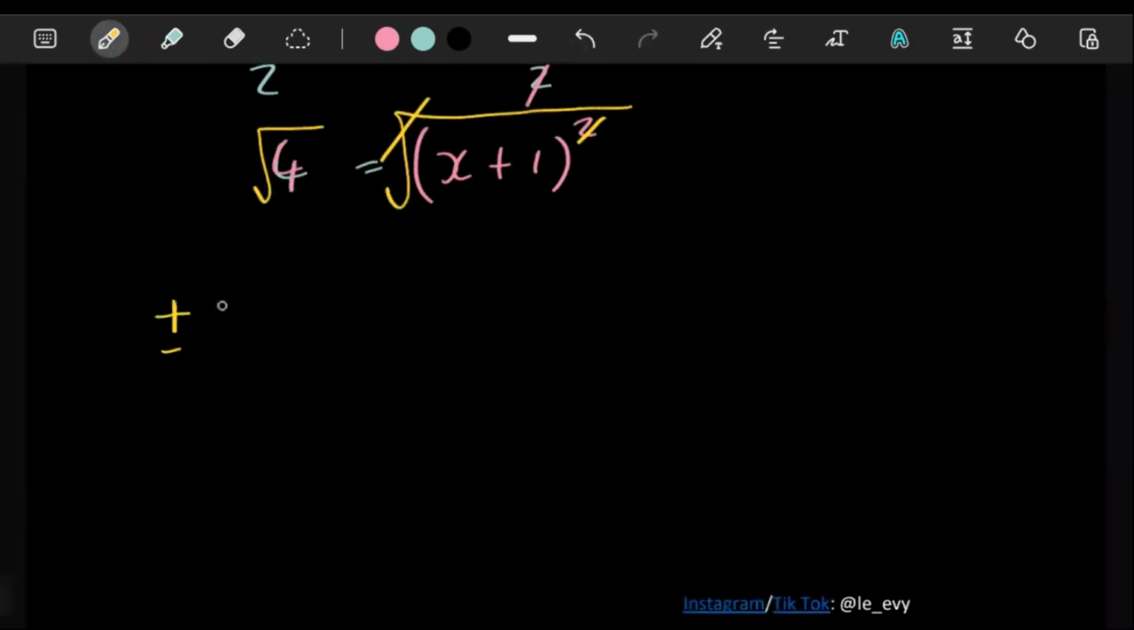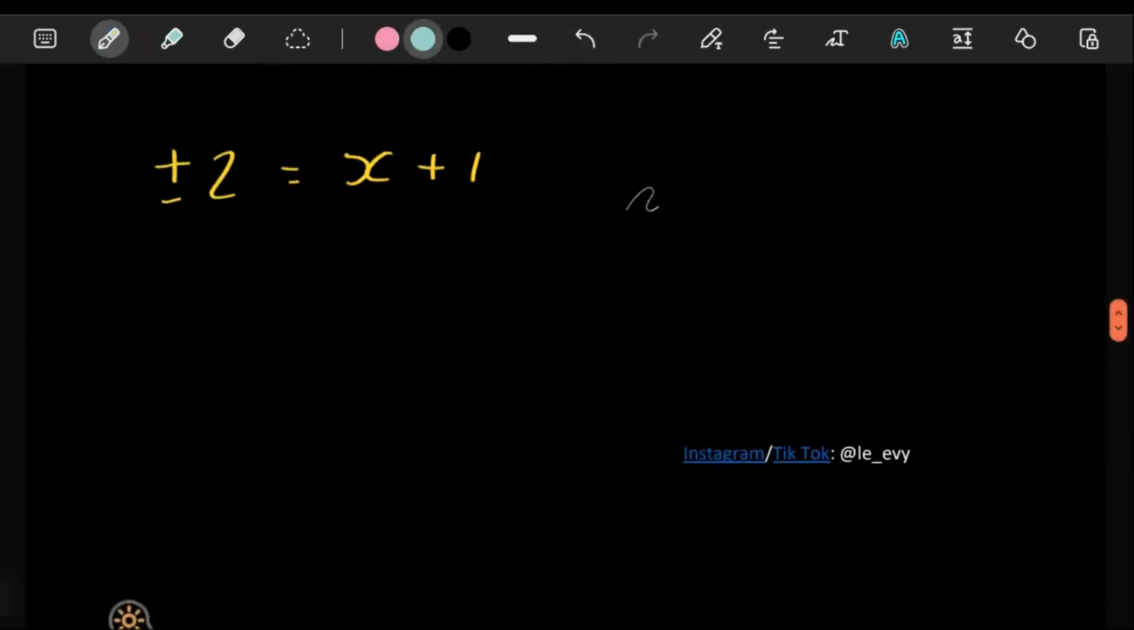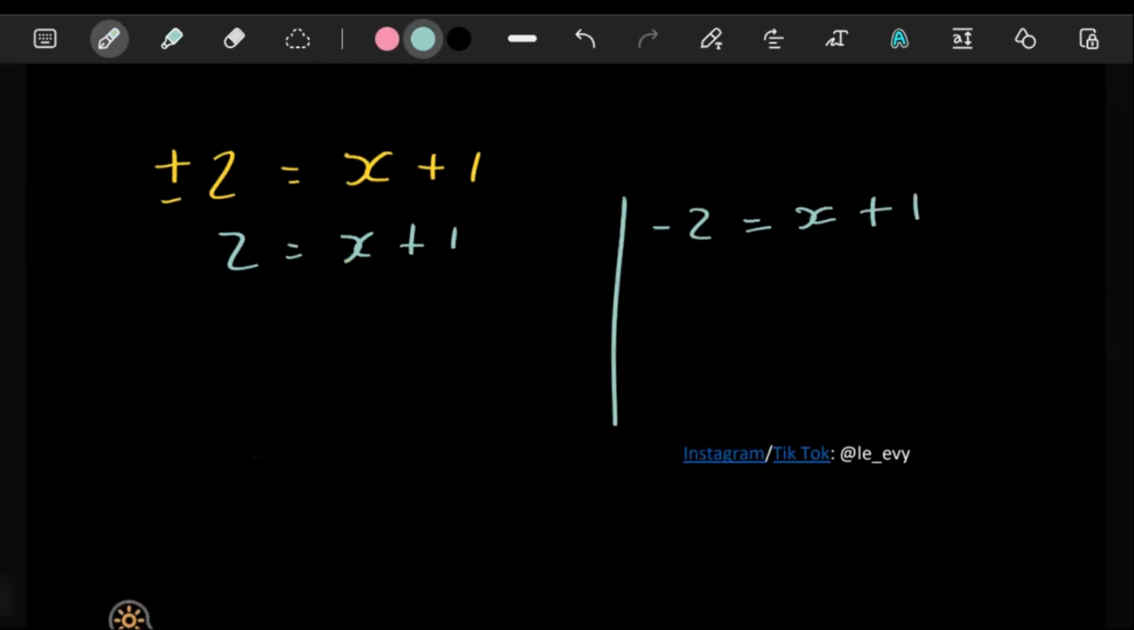You see, plus or minus 2. And then, since you now have plus or minus 2, it means you need to split up your page. One side, you work with the positive 2. The other side, you work with the negative 2. You see, that's how you're going to get 2 of your x-intercepts.